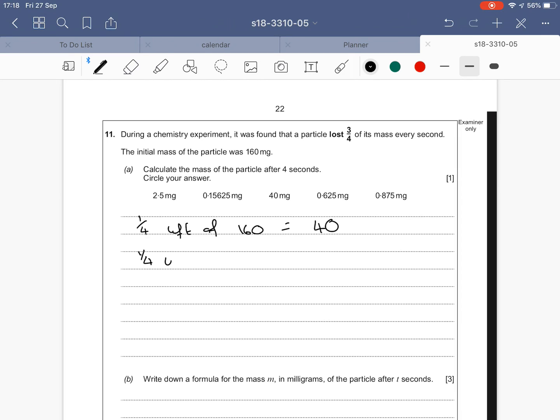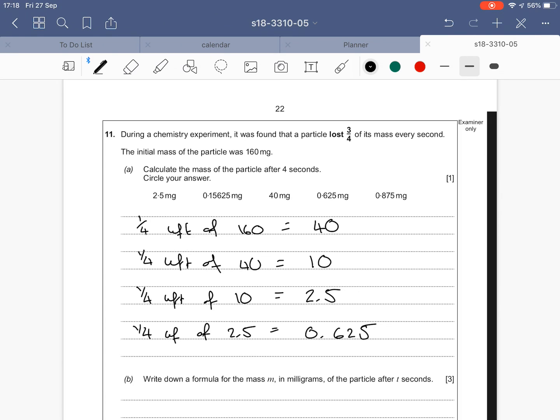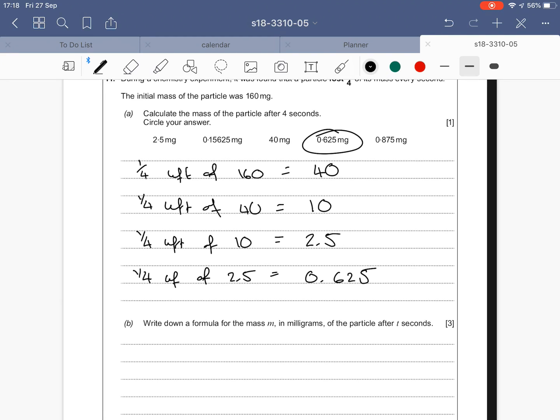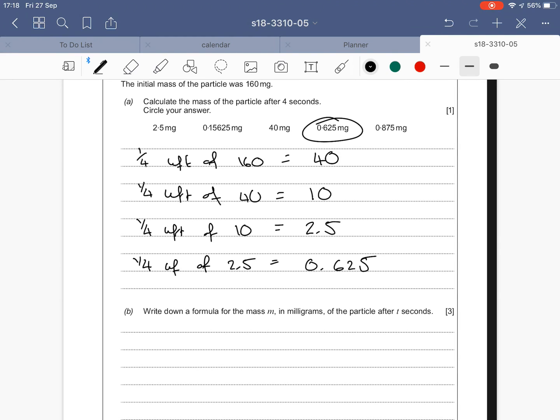Then I want 1/4 left of the 40. So divide 40 by 4, which is 10. Then I want 1/4 left of the 10, which is 2.5. Then I want 1/4 left of 2.5, which is 0.625. So that one, 0.625.